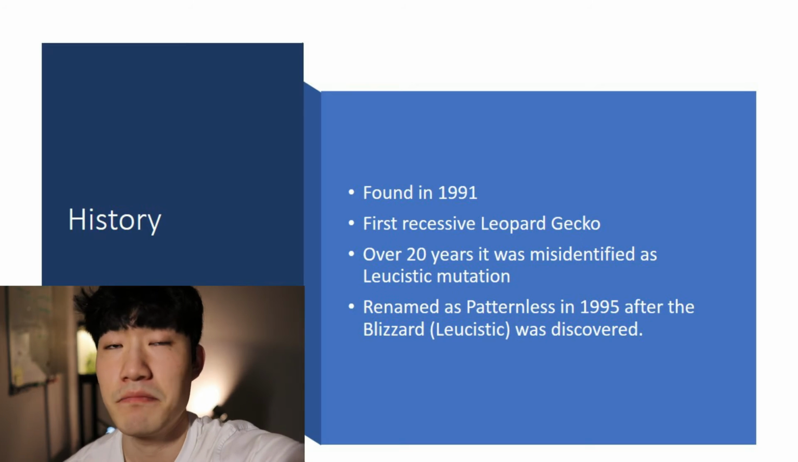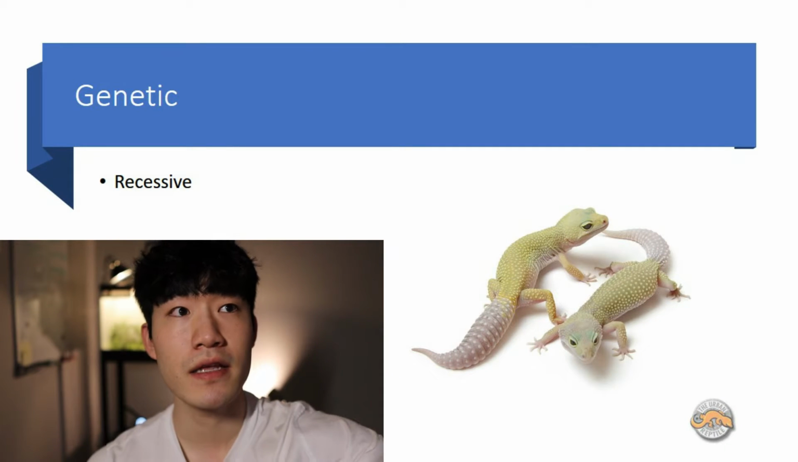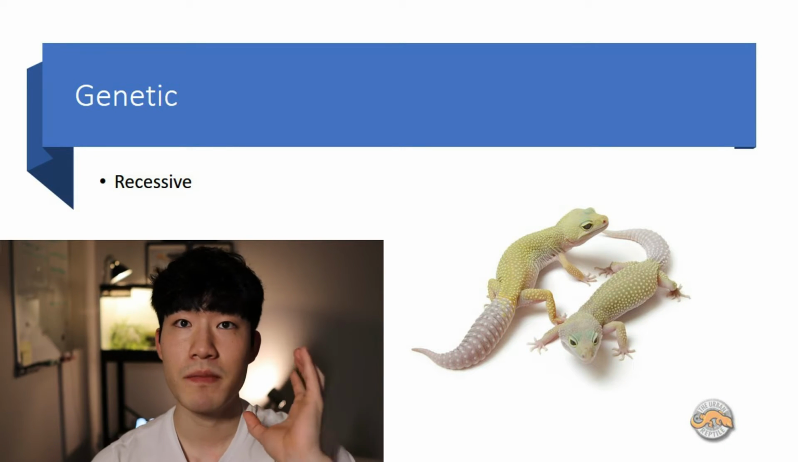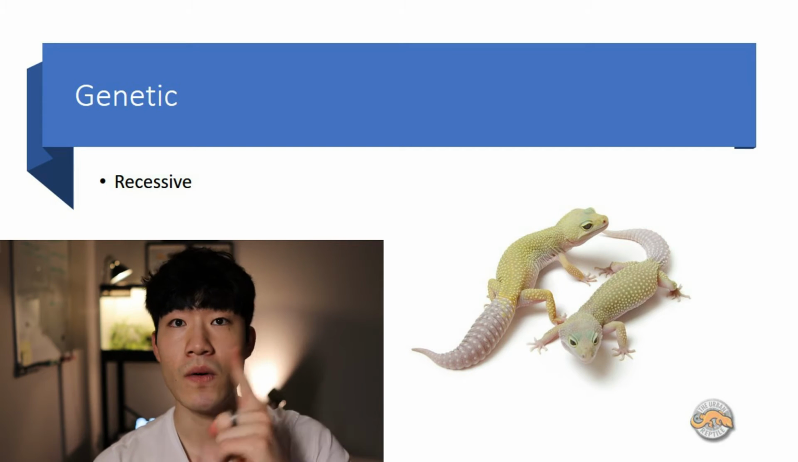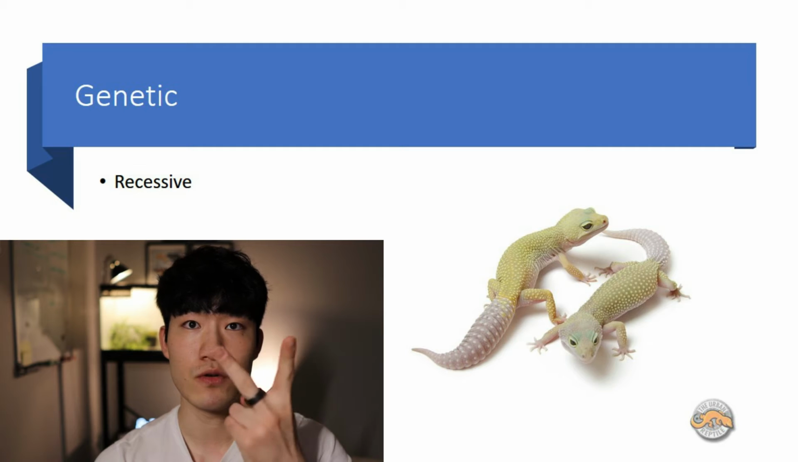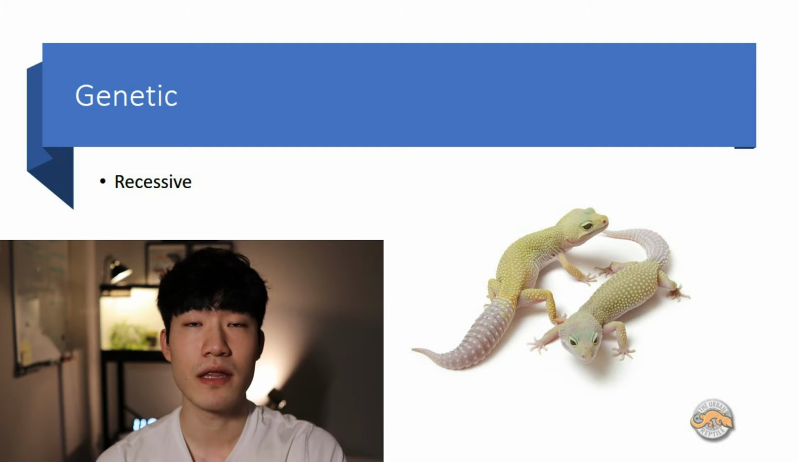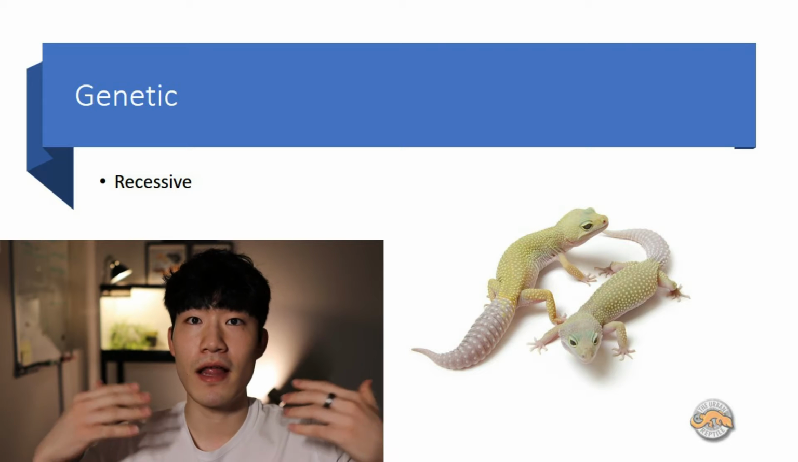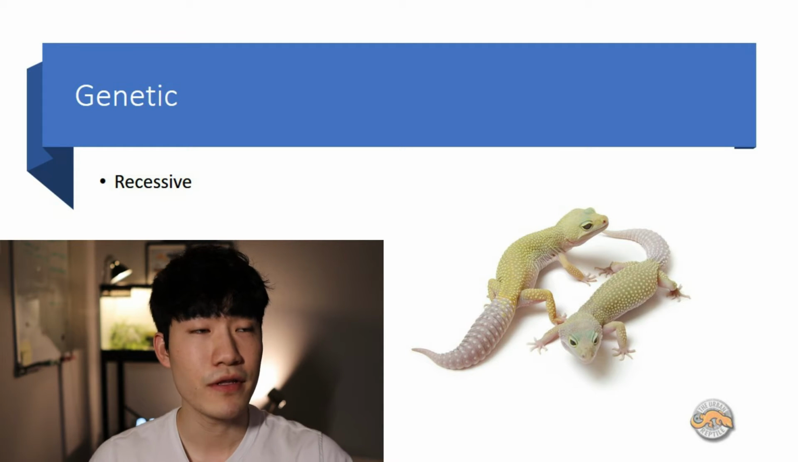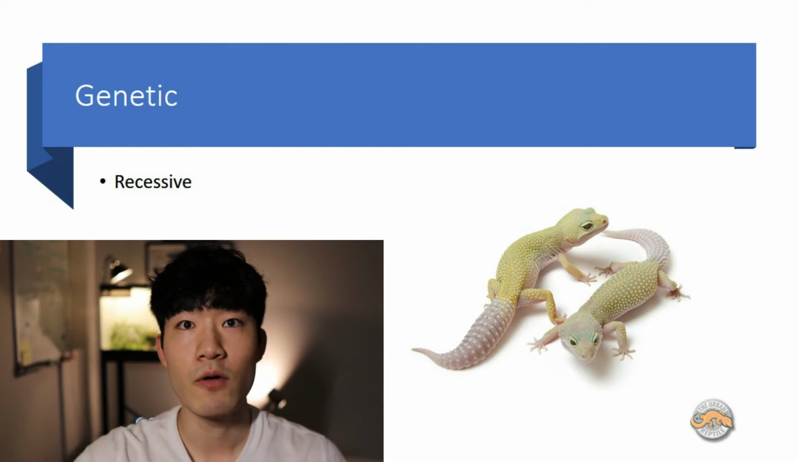But yeah, that's quick information about the Murphy Patternless. I have mentioned this already, but the Murphy Patternless is a recessive, so you will need het or visual recessive to get the Murphy Patternless. All of that information has been covered in a lot of my videos, so you'll probably understand what that means already. So I will skip that.